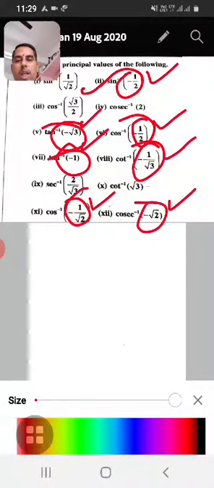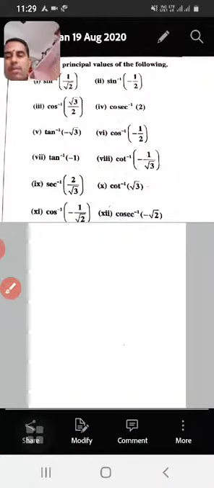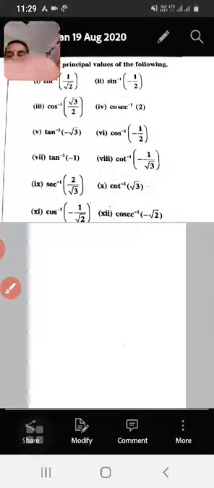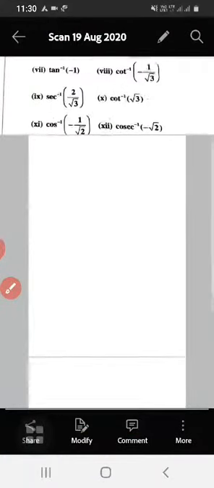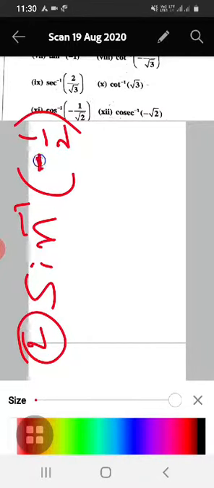So I will consider one by one. Let us go for the second one. What is the second here? We're considering the second one here. Find the principal value of sine inverse of minus half. The question says find the principal value of sine inverse of minus half. Minus is given, that's why I have selected this one.